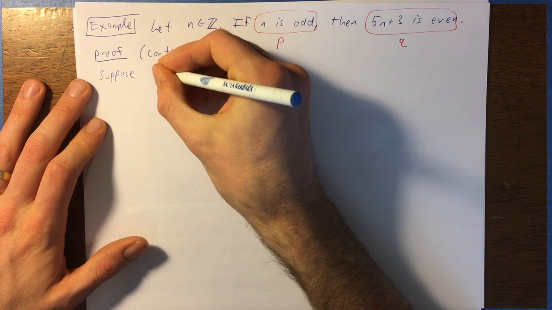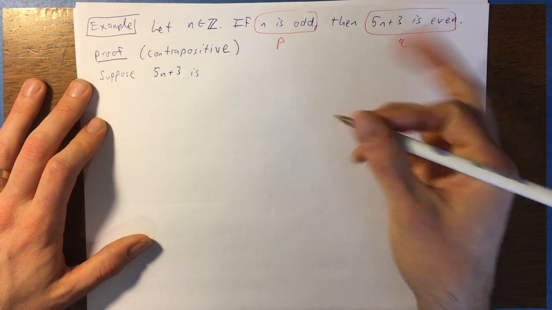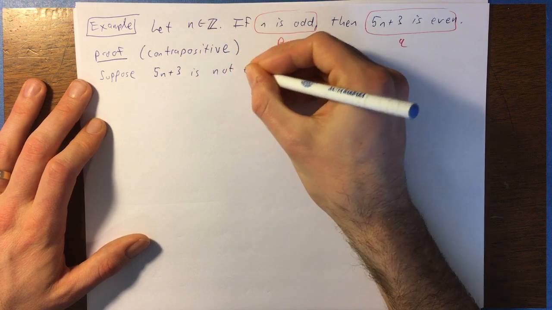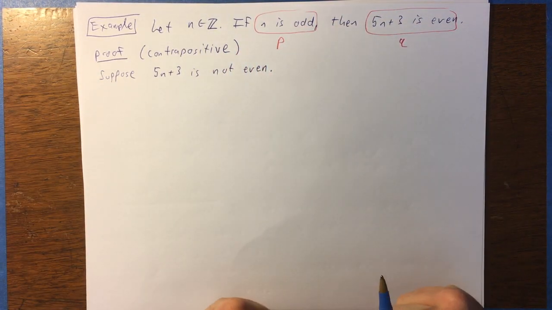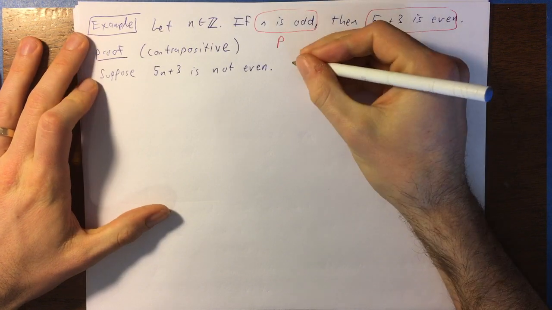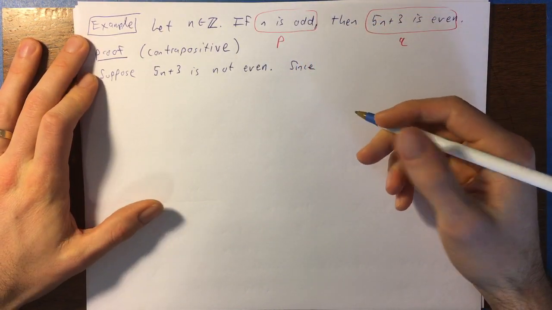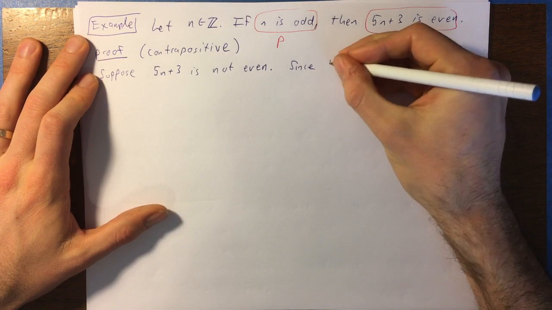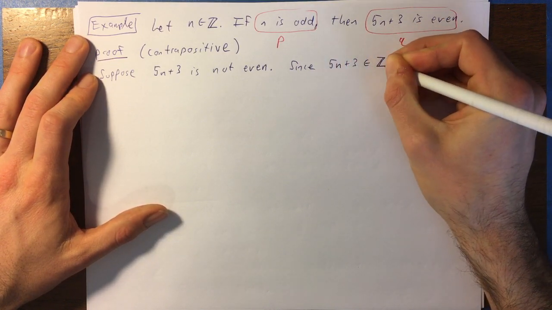I'm going to write, suppose 5n plus 3 is, instead of even, I'm going to say is not even. All right, well, 5n plus 3 is an integer. We established that in the last video, that integers are closed under addition and multiplication. So I can say 5n plus 3 is an element of the integers.